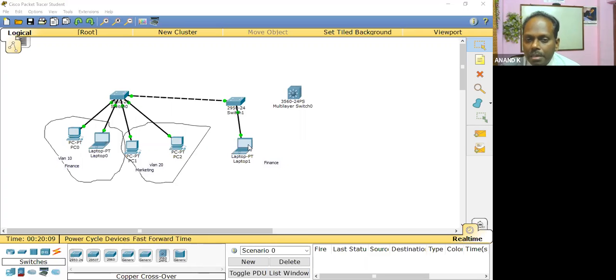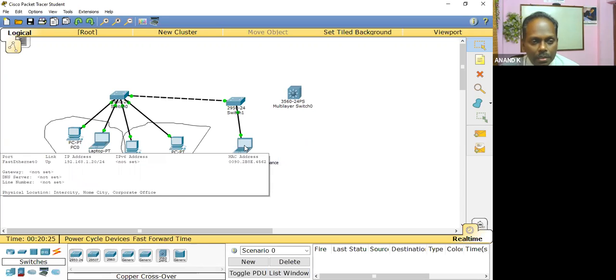This fellow is in VLAN 1. This fellow is in VLAN 1. These two are in VLAN 10. Now we have to enable or push this fellow also into VLAN 10. Then only this fellow will communicate. What is the IP of this particular one? This one is, I think, 20. Let me see. This is 20.